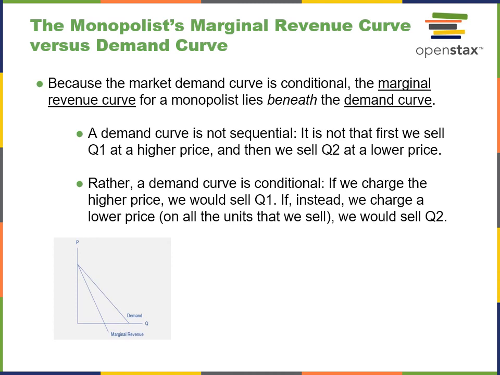So to understand that a monopolist's demand curve is conditional, think about increasing the quantity along the demand curve by 1 unit, so that you take one step down the demand curve to a slightly higher quantity but a slightly lower price. A demand curve is not sequential. It's not that we first sell Q1 at a higher price and then we sell Q2 at a lower price. Rather, a demand curve is conditional. If we charged a higher price, we would sell Q1. If instead we charge a lower price on all units that we sell, we would sell Q2.